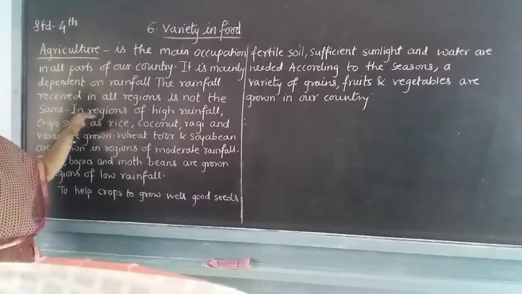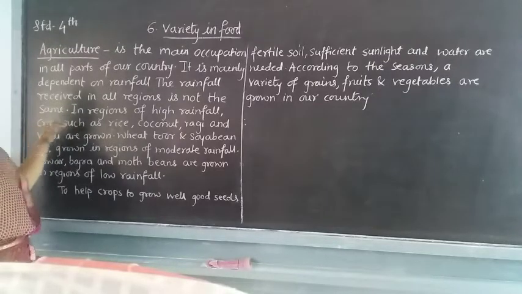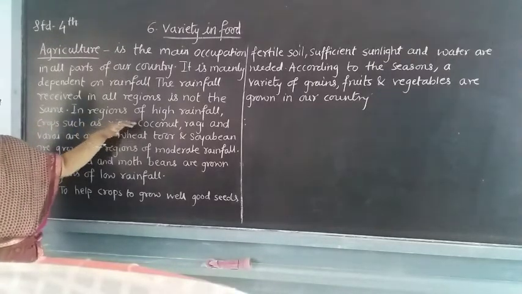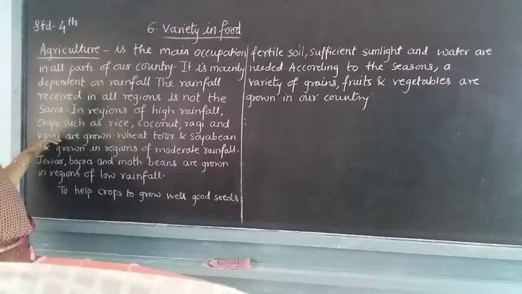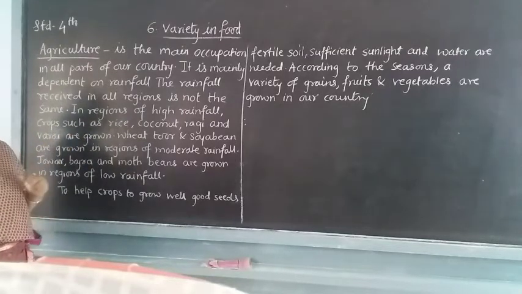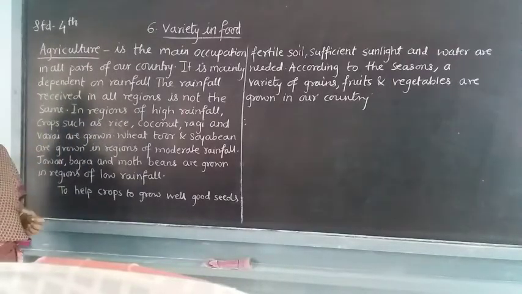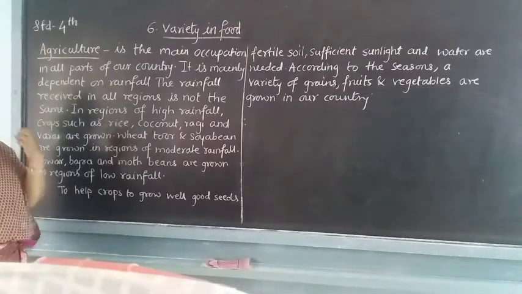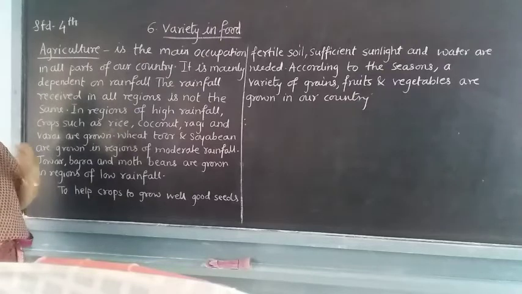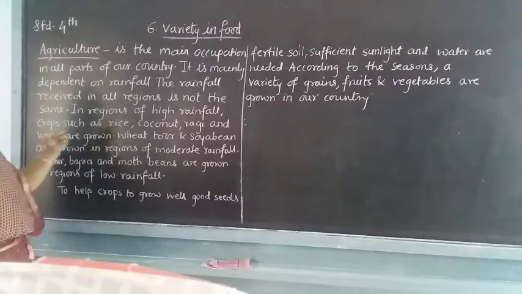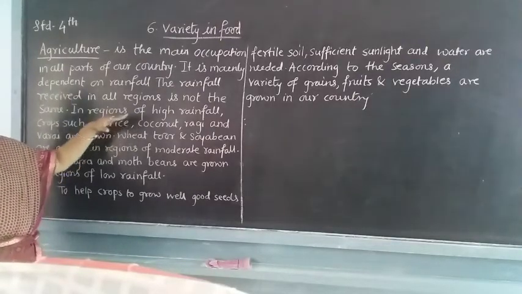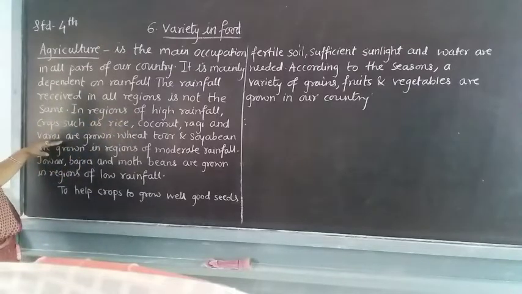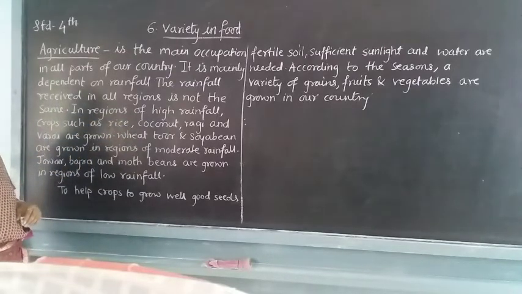In regions of high rainfall, crops like rice, coconut, ragi and wari are grown. The crops which need more rainfall, or more water, in such areas only plants like rice, coconut, ragi and wari are grown.